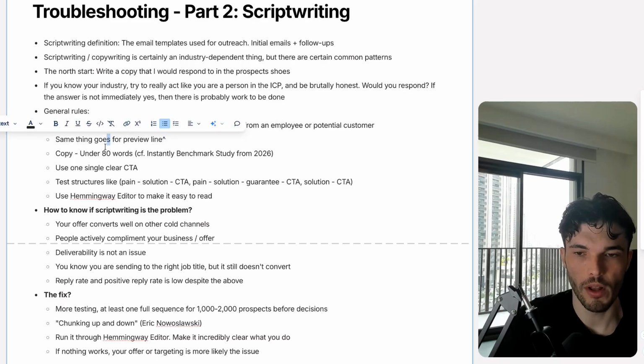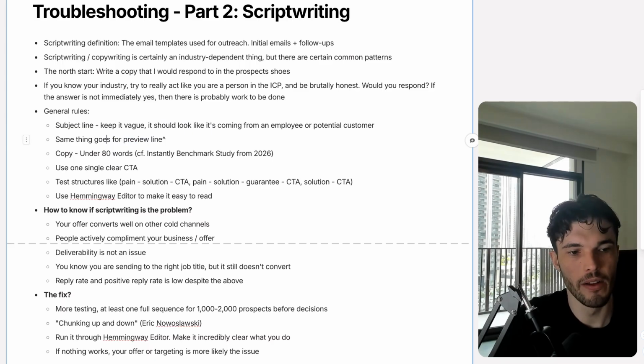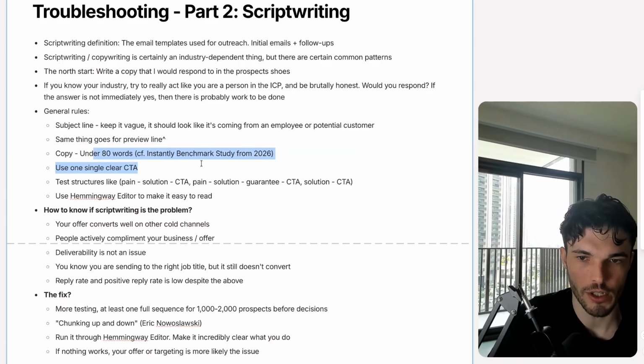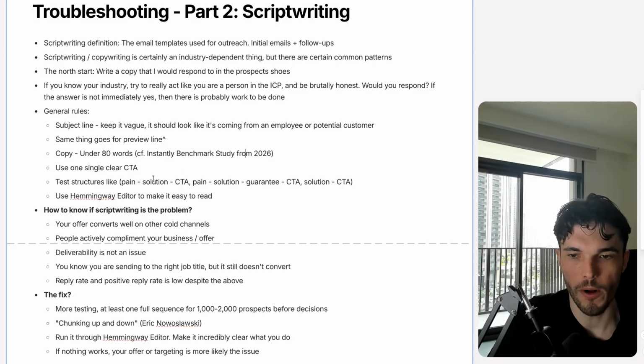The same thing goes for the preview line. The preview line here is basically the first part of the email that they see in the preview, right? So you want to have that also not immediately reveal that it's a sales email, at least in most cases. For the copy itself, ideally you want to be keeping it under 80 words. Instantly did a huge benchmark study in 2026 and found that copies under 80 words tend to perform better. So I'll let the data speak. They have millions of emails that have been sent from their platform, so we're just going to take their word for it.